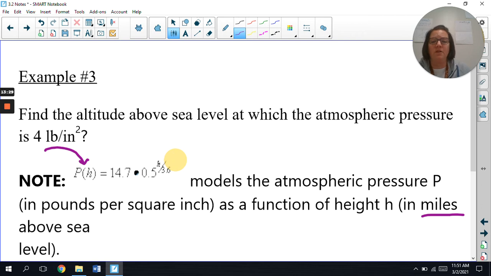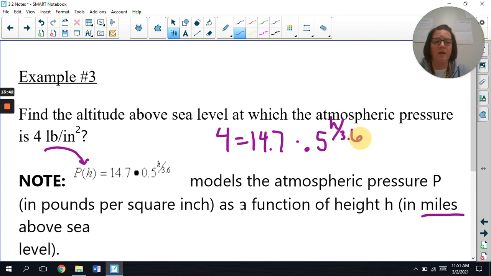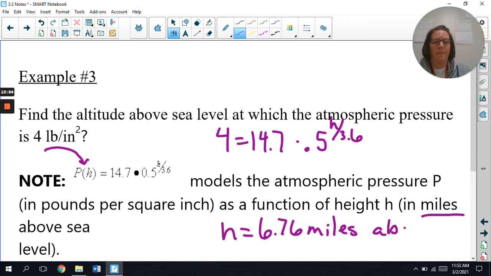So you're going to go ahead and do 4 equals 114.7 times 0.5 to the h divided by 3.6. Do it in your calculator, and you come up with an answer of h equaling 6.76 miles above sea level.